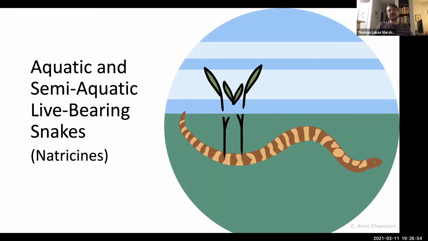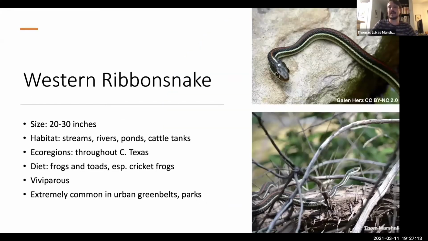The next group of snakes that I'm going to talk about are a group of aquatic and semi-aquatic live-bearing snakes called natricines. The species that I'm going to talk about are pretty abundant all throughout Central Texas, a lot of them anyway. The first one that I'm going to discuss is the western ribbon snake. Here in Central Texas, these snakes have a really vivid red dorsal stripe down their back. They're medium-sized snakes, but very slender, and they're super common around our green belts here. Anywhere near some kind of water source, you have a good chance of spotting them.